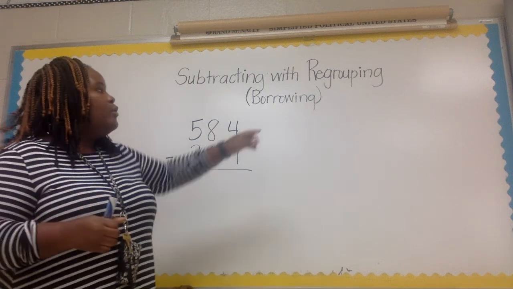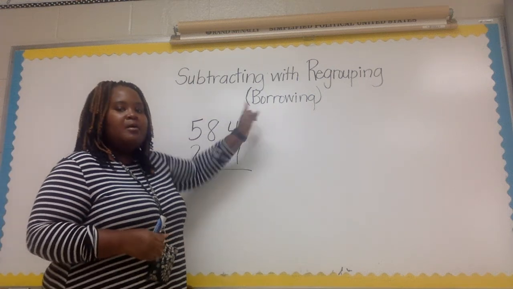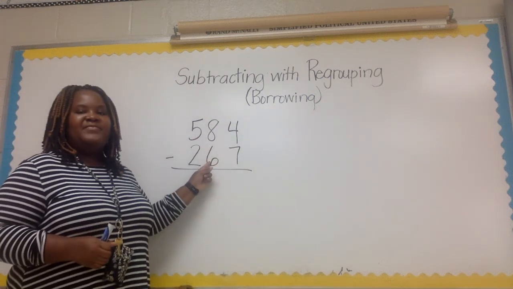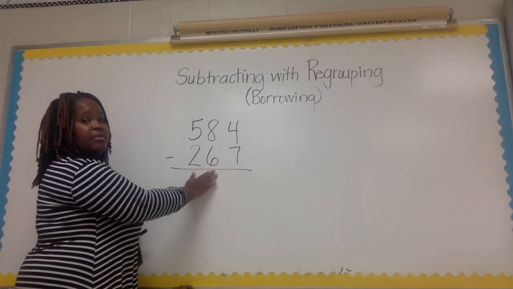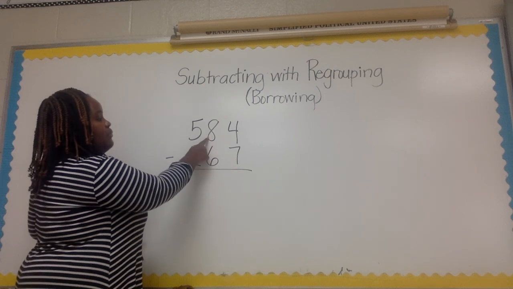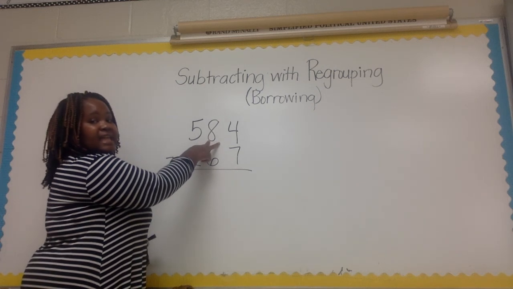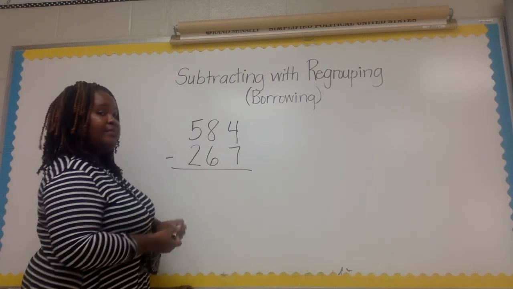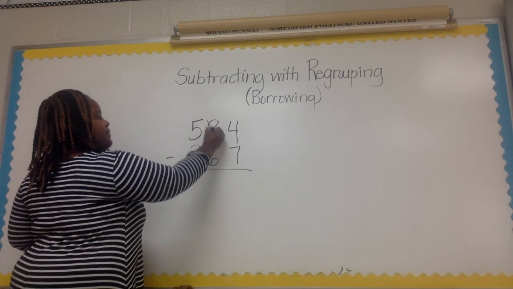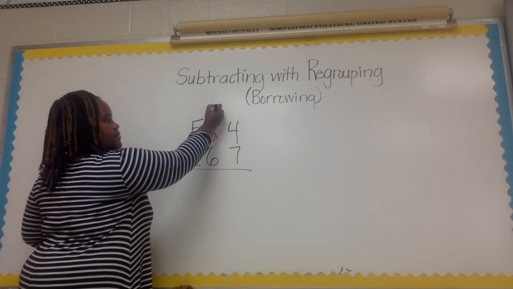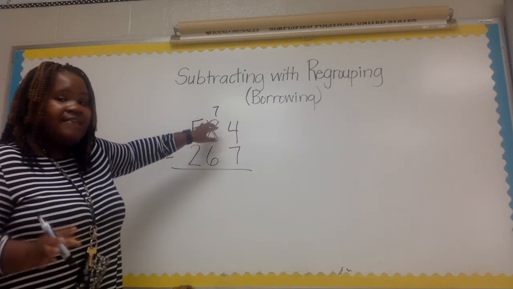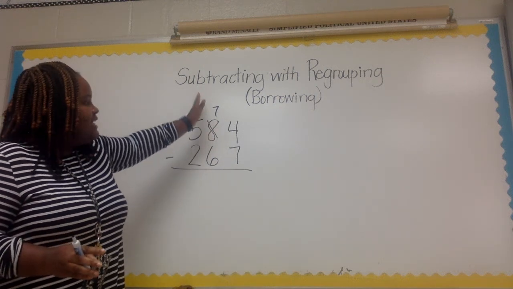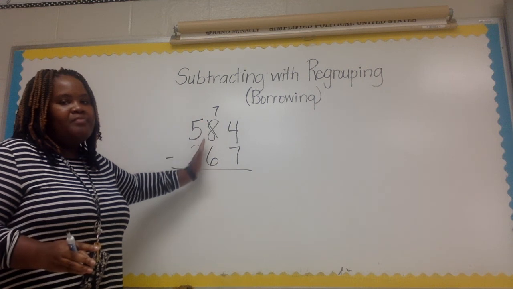So I already know that I'm going to have to borrow from my neighbor. Because I'm in the ones column, I'm looking to my neighbor in the tens column. So I am going to borrow a set of 10 from this neighbor. If I do that, this then becomes a 7. And actually, the value of that 7 is not just 7, it's 70 because it's in the tens column.